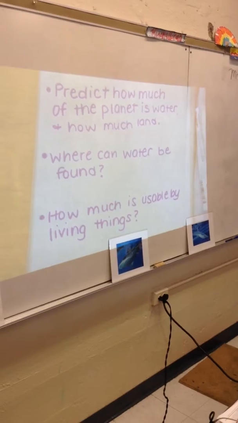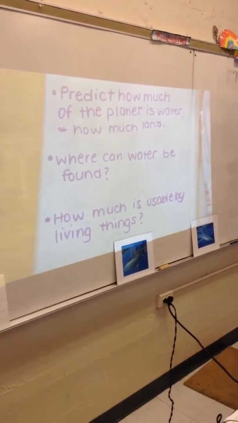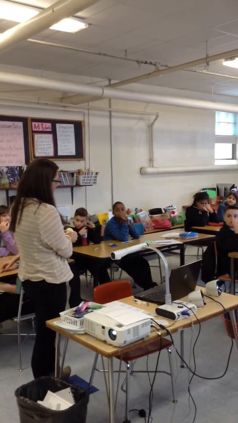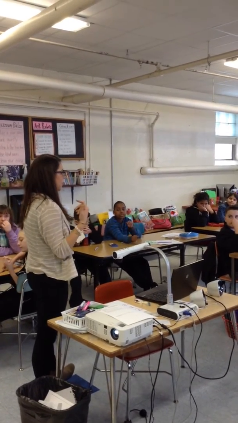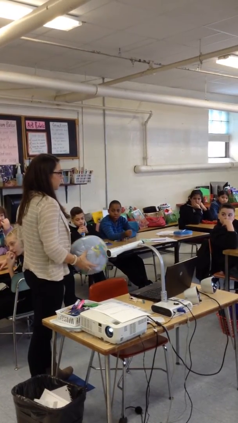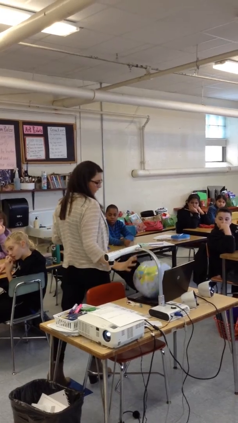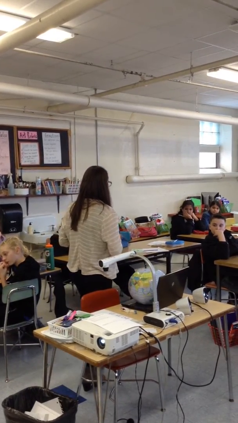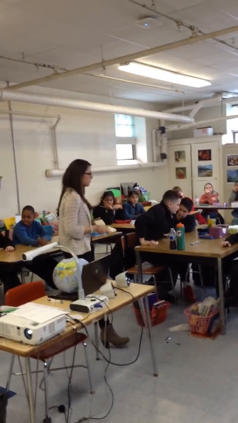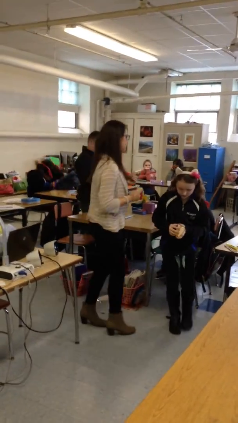Okay, we're talking about this globe here, planet Earth. And how much is usable by living things. Okay, meaning living things, humans, animals, plants, things like that, okay? Biotic factors, living things. So, Nick, help me pass out. 3 to each person, okay? Morgan, 3 to each person. Jeffrey, want to pass out? No?